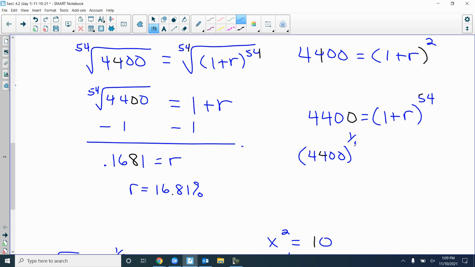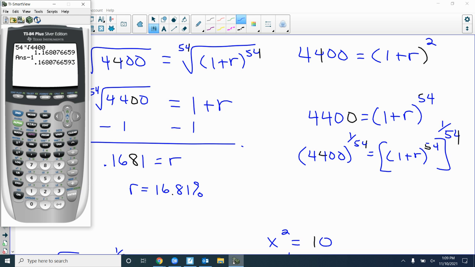Sometimes this is actually easier. 54 equals, and then I would take 1 plus r to the 54th power, like that. And so if I do 4,400 to the 1 divided by 54, I end up with the same thing as taking the 54th root. You haven't done that much before, so I just want to make sure we covered that.